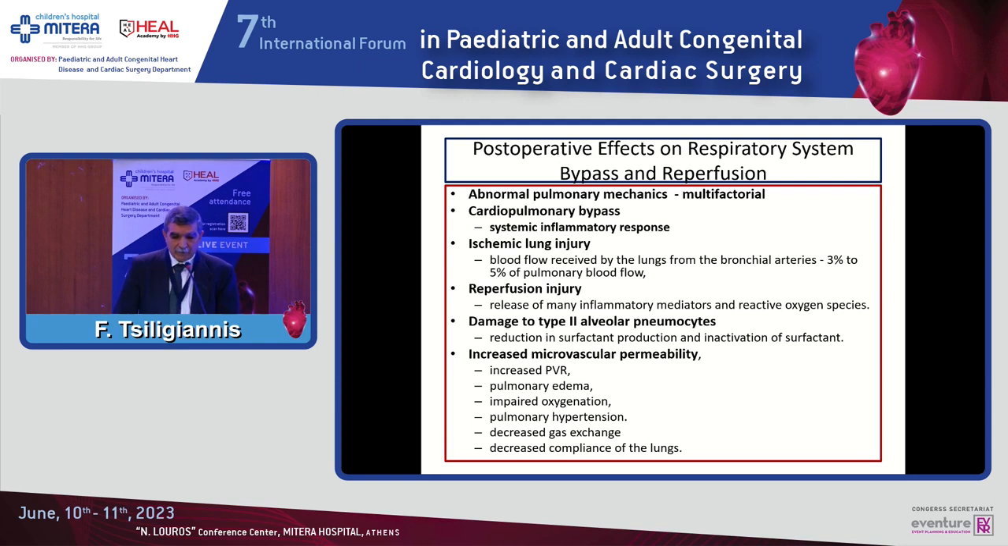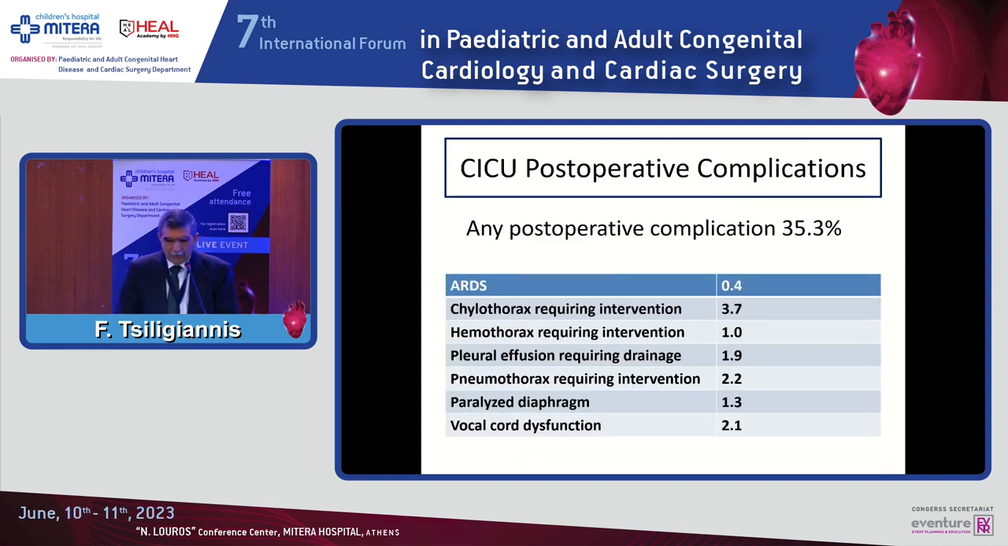Going to postoperative effects on the respiratory system, bypass and reperfusion can cause abnormal pulmonary mechanics which are multifactorial. Cardiopulmonary bypass causes systemic inflammatory response, ischemic lung injury, reperfusion injury, damage to type 2 alveolar pneumocytes, and increased microvascular permeability. In this multicenter study, any postoperative complication accounted for up to 35% in congenital heart disease operated patients. And you can see some examples.